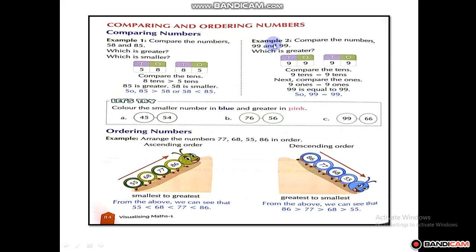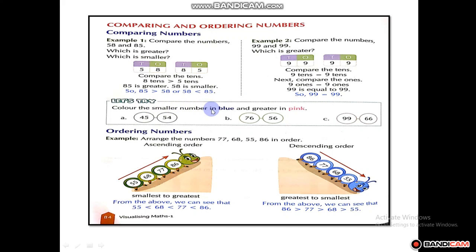Clear, children? Example 2. Compare the numbers 99 and 99. Which is greater? So again compare the tens. Here it is 9 tens. Here also 9 tens. So 9 tens is equal to 9 tens. Next compare the ones. So here it is 9 ones and here also 9 ones. So 9 ones is equal to 9 ones. So 99 is equal to 99.